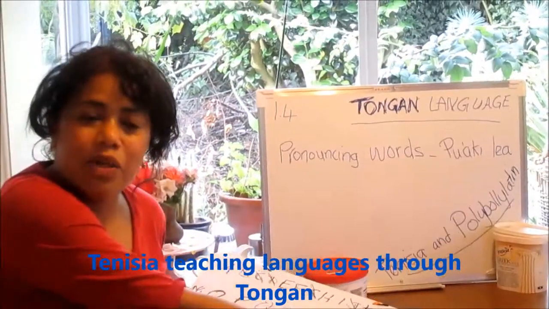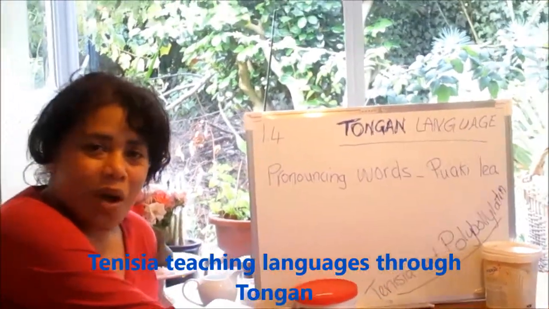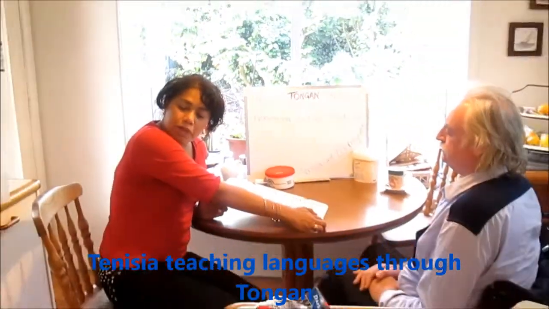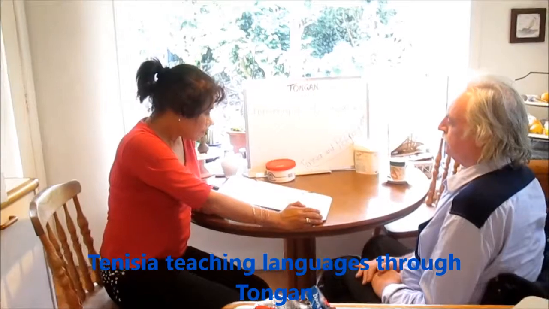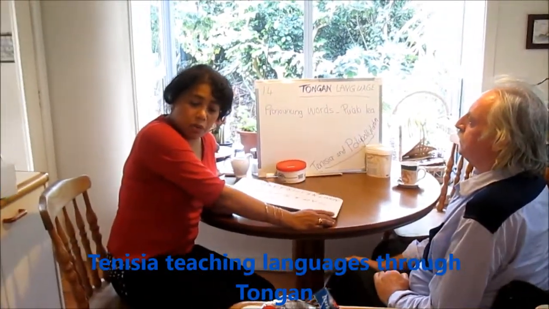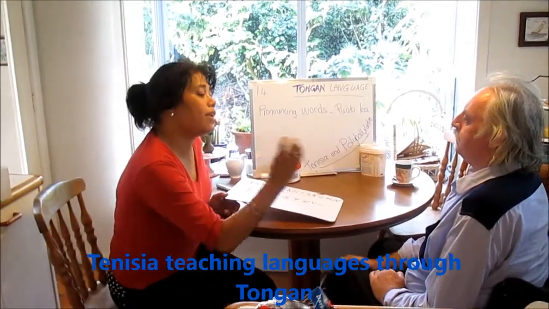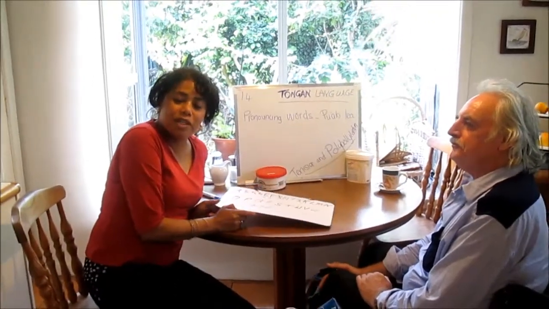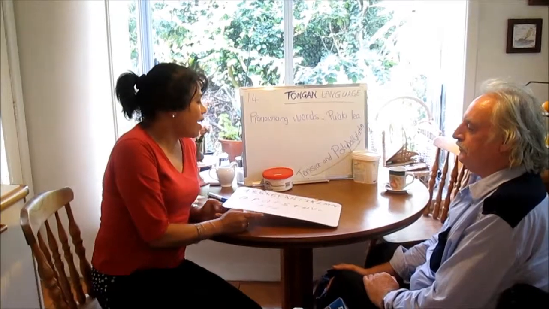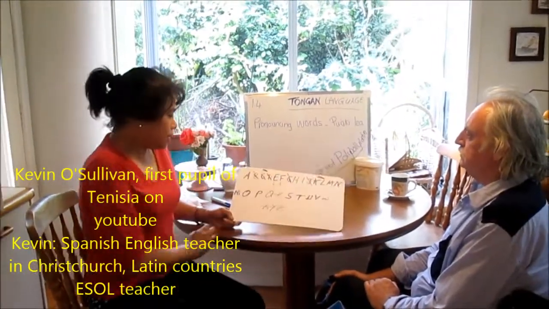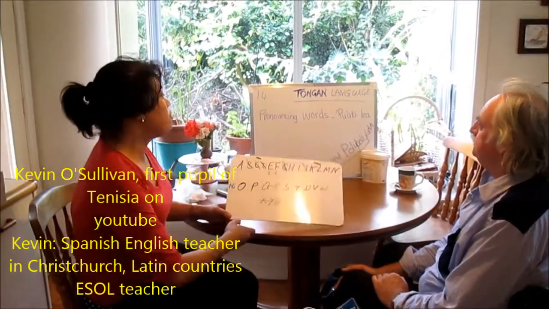And I'm very lucky to have a very well-known person in this field. He's a Kiwi man, and he's been around the world teaching English in Spanish-speaking countries, and he can speak for himself with all the things that he can do. His name is Kevin O'Sullivan. Hello. From Christchurch. And Kevin is going to be my very first experimental pupil online on YouTube, with the challenge of the Tongan language alphabet.